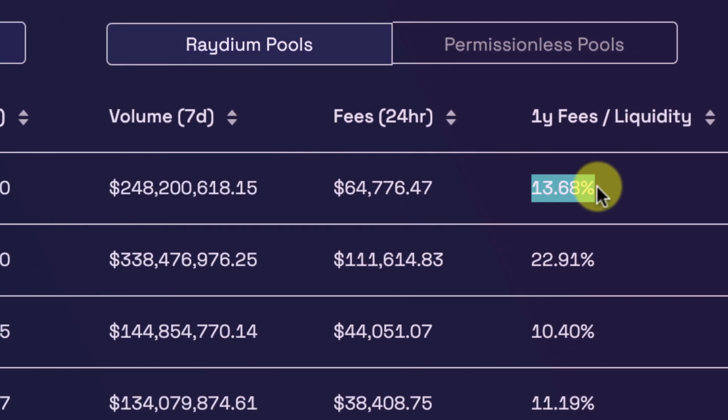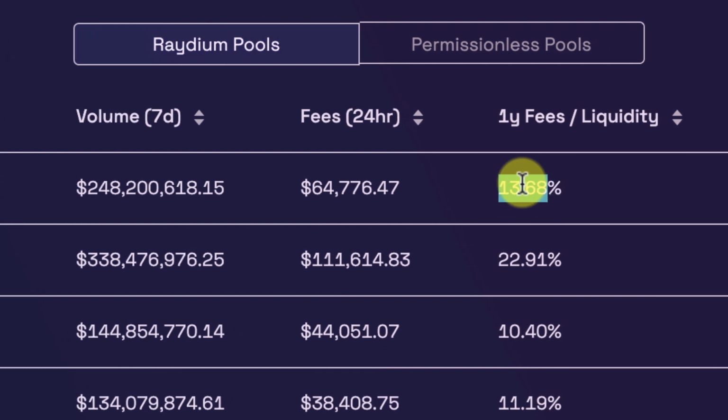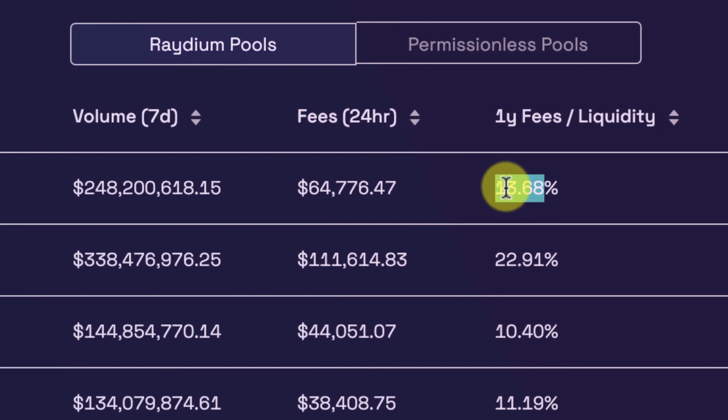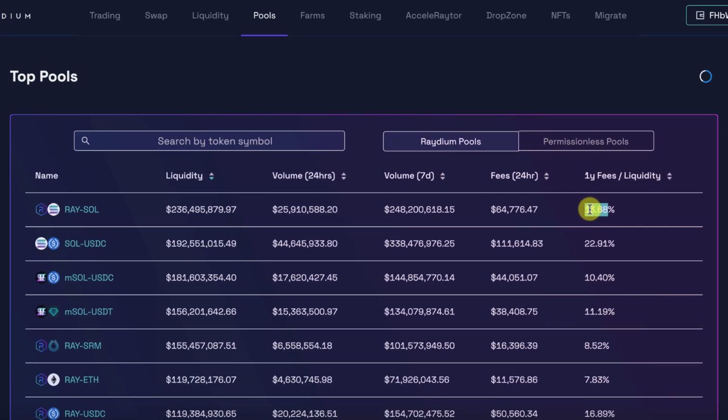And you can see the 1 year fees divided by the liquidity, which is the APR. So this is the APR, not on yield farming, not on extra tokens that you get, but only based on the swaps and fees on the Raydium ecosystem. On the Raydium decentralized exchange, you get this kind of commission because you provide liquidity.